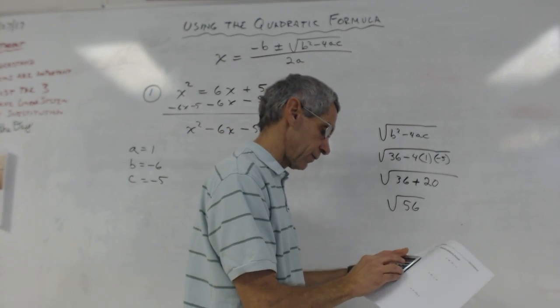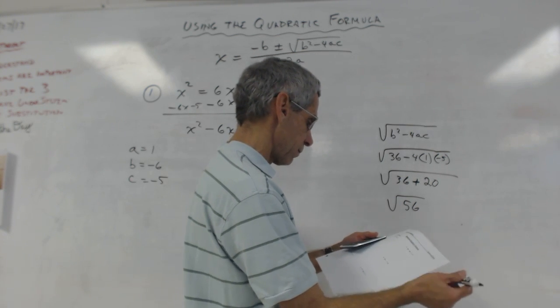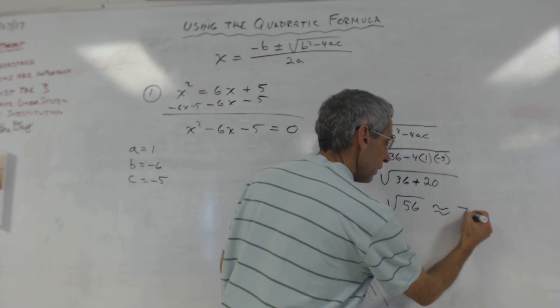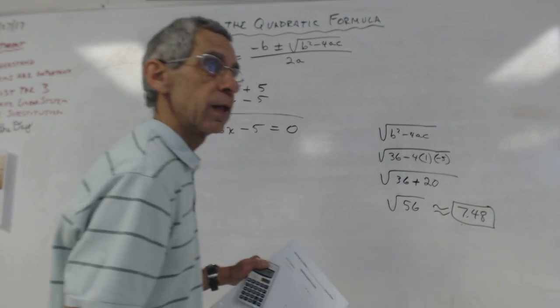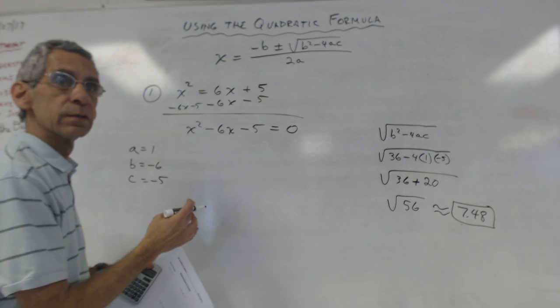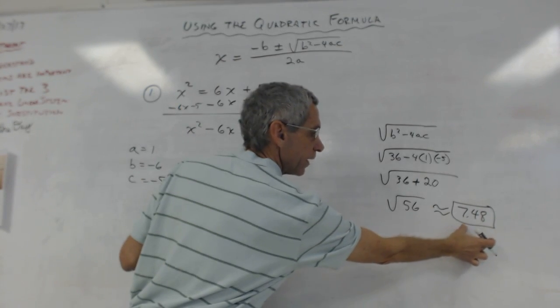And I say, okay, square root of 56, and I get approximately 7.48. You agree with me? Yes? Yeah. Now I go back to my quadratic formula. I just dealt with all the messy stuff right there. It was so easy to find that number.